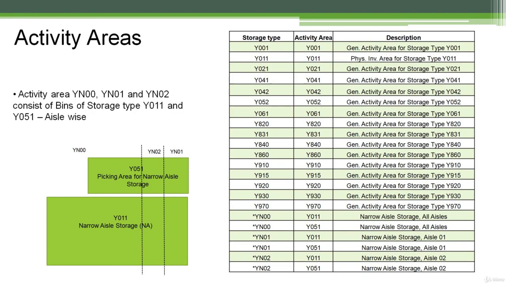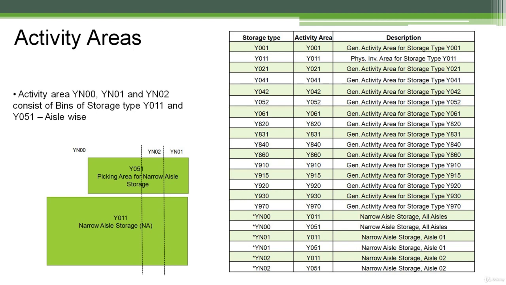Activity areas. Here we have listed all the activity areas that are created in the system. Most of the storage types have one-to-one assignment with the activity areas. So storage type, for example, Y021 has activity area Y021. We have special activity area grouping for bins in storage type Y011 and Y051 for the narrow aisle storage and the picking area for narrow aisle storage.